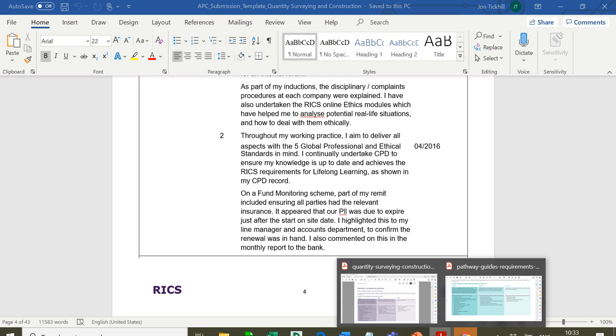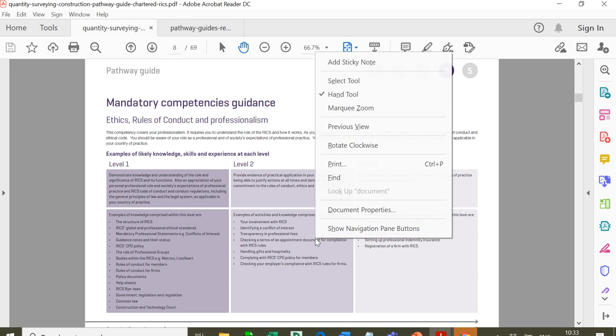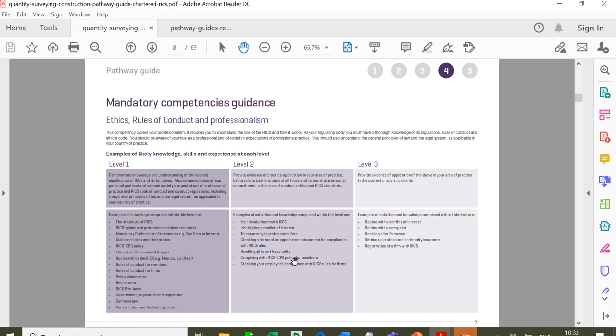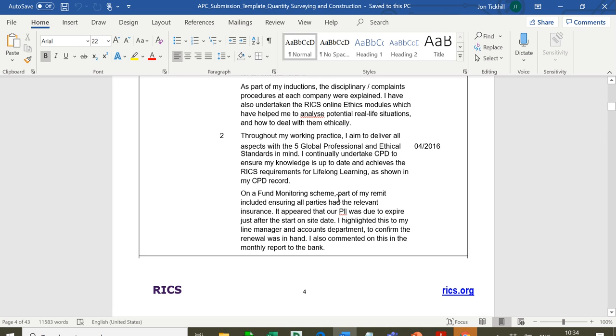Again, if we go back to the candidate guide to sense check this experience against, it clearly references there a requirement to comply with the RICS CPD requirements, which again is a direct match back to the competency guide. So again, just looking at this submission document, the candidate in question has done a really good job of sense checking their experience against the guide.